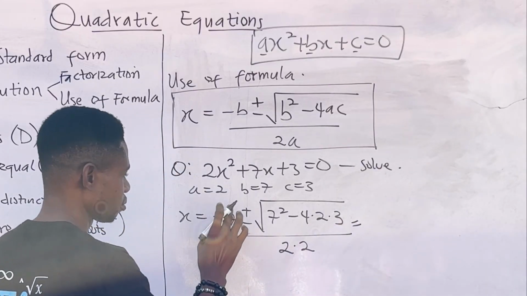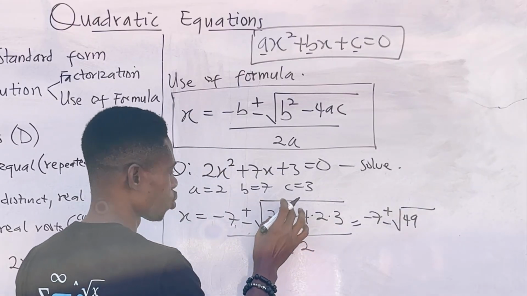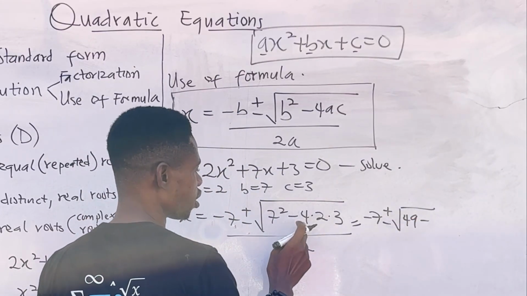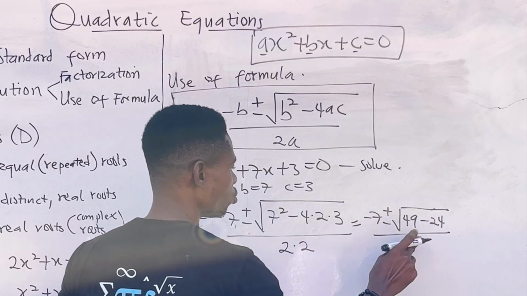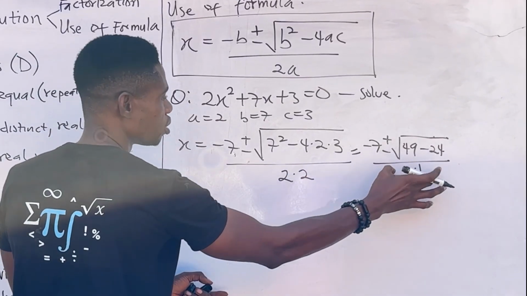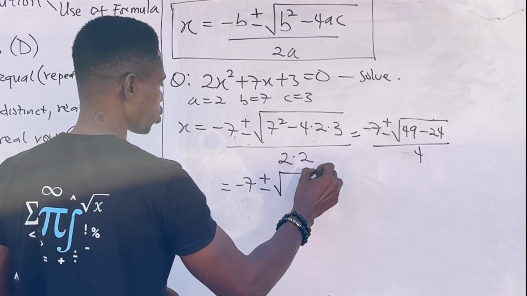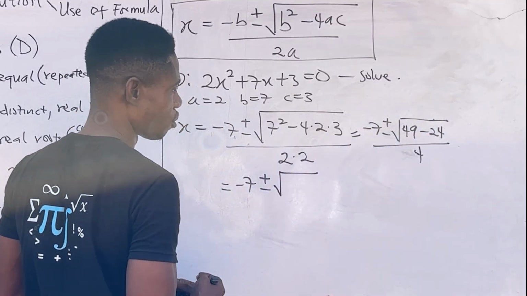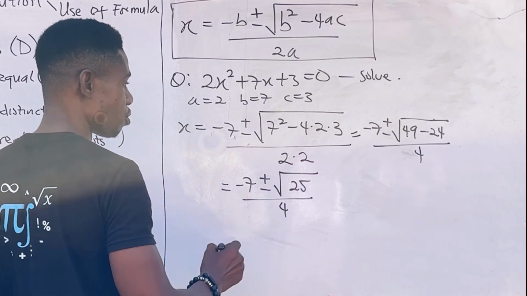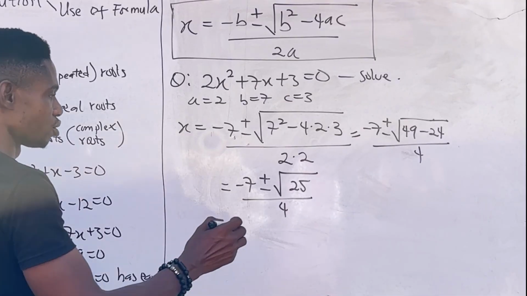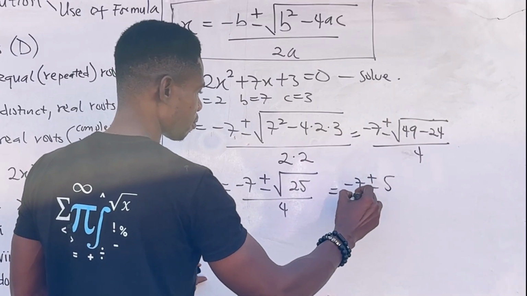So this will give us minus 7 plus or minus the square root of 49. That's 7 squared is 49. Minus 2, 4 multiplied by 2 is 8. 8 multiplied by 3 is 24. All over 2 multiplied by 2, which is 4. So this gives us minus 7 plus or minus the square root of 49 minus 24. That's 25, right? All over 4. So this will give us minus 7 plus or minus the square root of 25 is 5, all over 4.